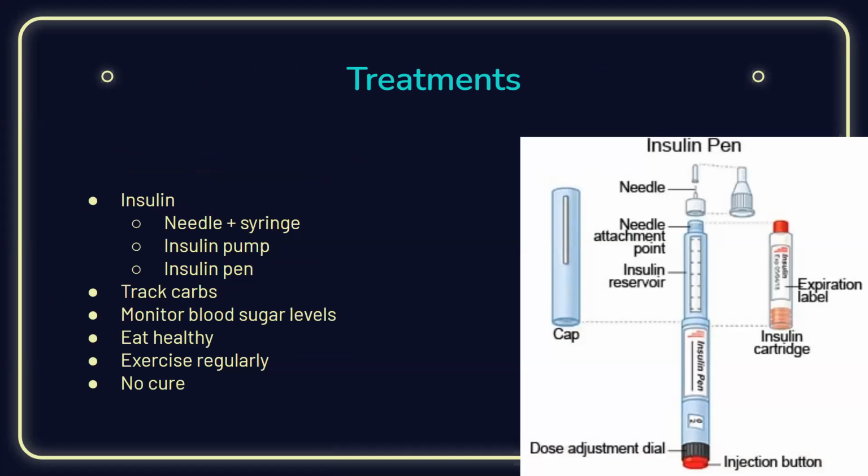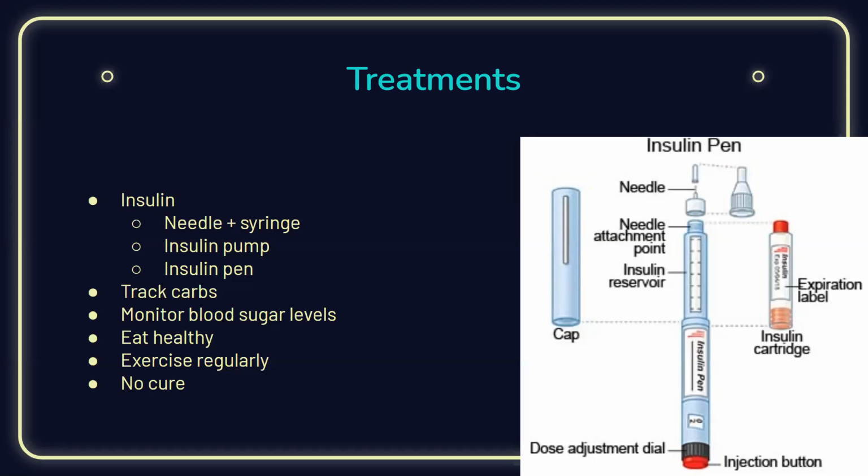And finally, some treatments for people with type 1 diabetes. The first is someone might take excess insulin. As mentioned, the cause of type 1 diabetes is unknown, but its effect is that the immune system kills insulin-producing cells in the pancreas. Because of this, their bodies don't produce enough insulin, and therefore some people need to take additional insulin through a needle or syringe, through an insulin pump, or an insulin pen.